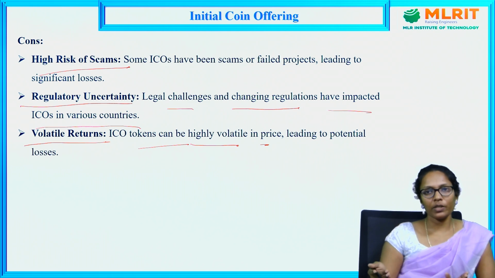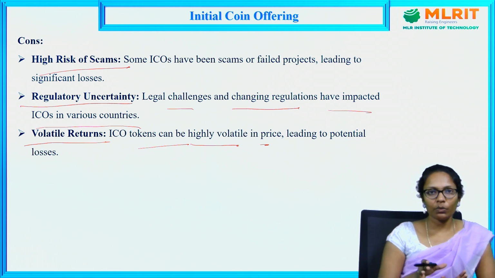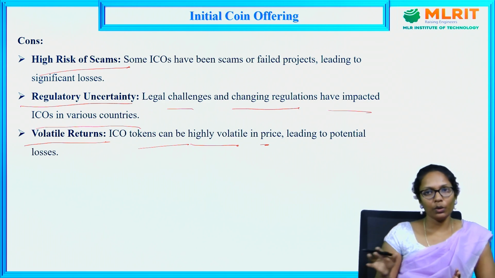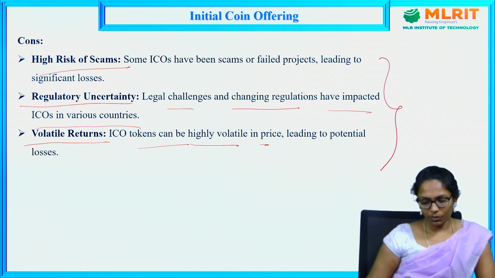Today a specific company's stock price may be $200 and tomorrow it might be $100. So in a one-day gap, there is a change of $100. Here, in an ICO also, it's the same thing. The token price one day may be high and one day may be low. It is volatile. So these are the different disadvantages of ICOs.